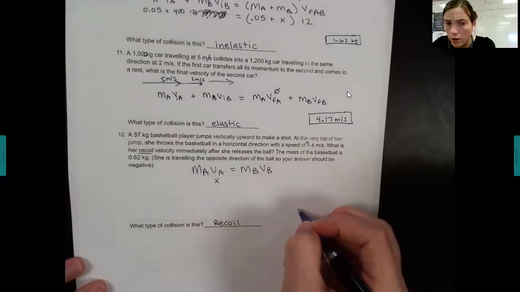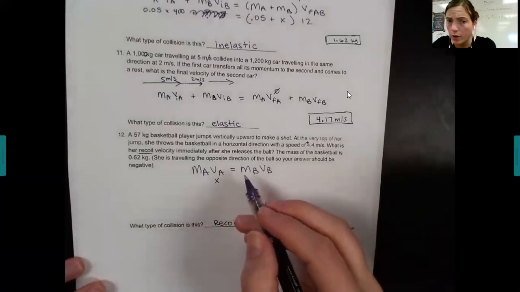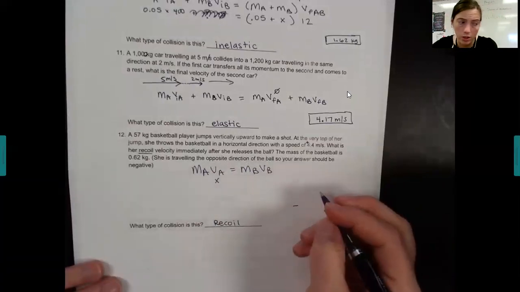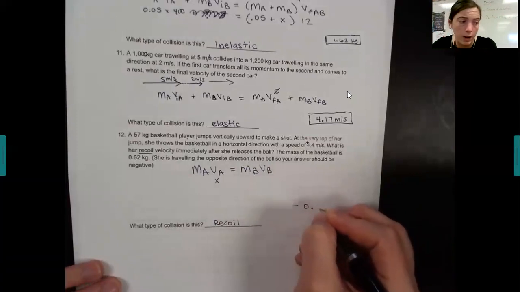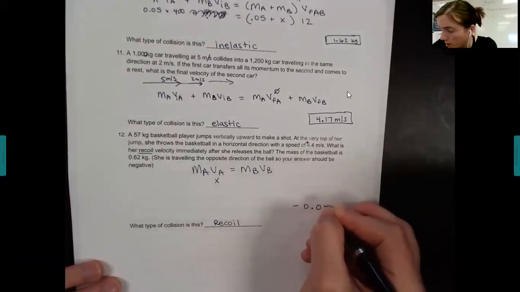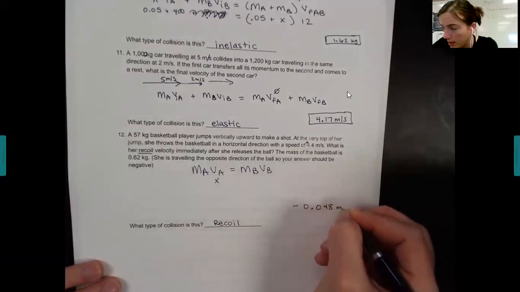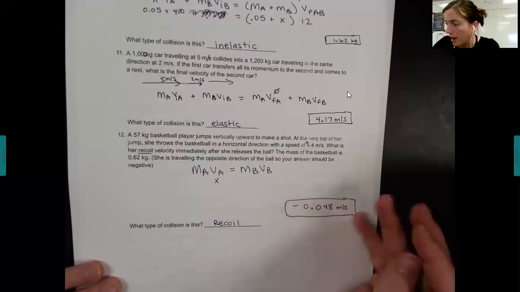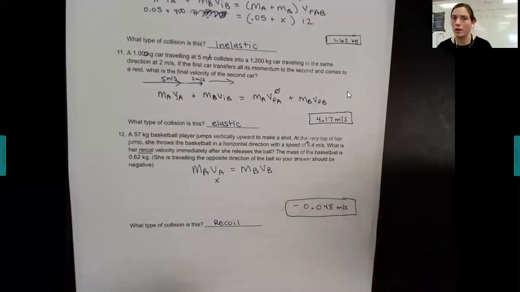So when you plug this all in, it's going to give you a positive number, but you have to know that the ball's going one direction, she's going the other. And so your answer is going to be negative 0.048 meters per second. Okay, and that's super slow, but think about it. Tiny basketball, big human. Okay, so the ball is going to shoot off in one direction fast. The human's going to be barely affected by it, but there is a little bit of effect.